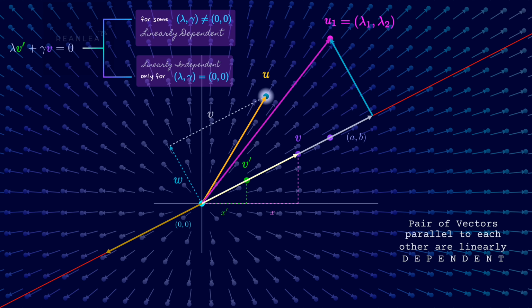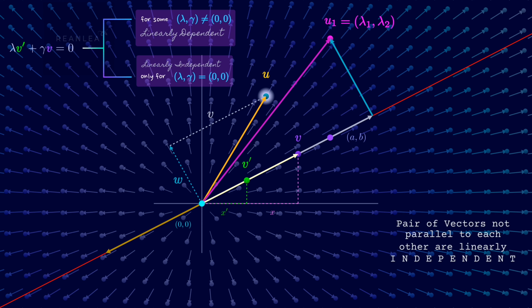And simply, we can find non-zero coefficients of the vectors which satisfy the equation lambda V dash plus gamma V is 0, so they are linearly dependent. That's why being parallel is a sufficient condition for two vectors in R2 to be linearly dependent. So here we can conclude all the pairs of vectors in R2 which are not parallel to each other are linearly independent. Now we have seen we can express any vector on R2 as a linear combination of any two linearly independent vectors.